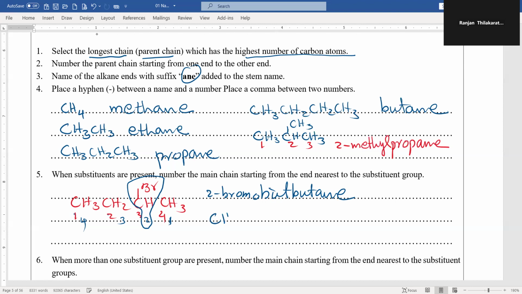Then write down the name of this compound, CH3CH2C, CH3, and Br here, and another CH3. Write the name. Is this okay? Can you understand?